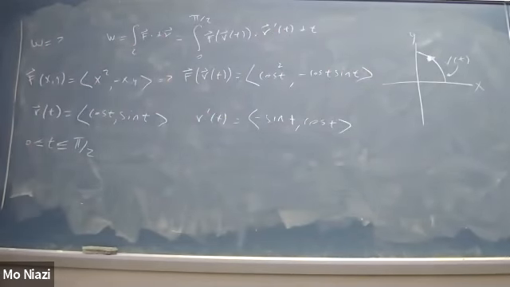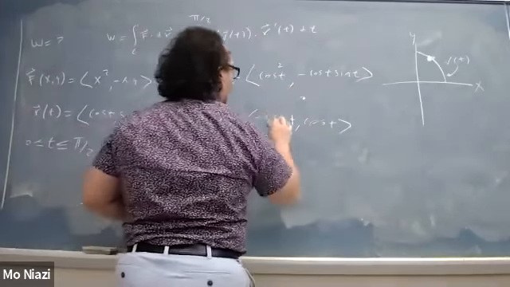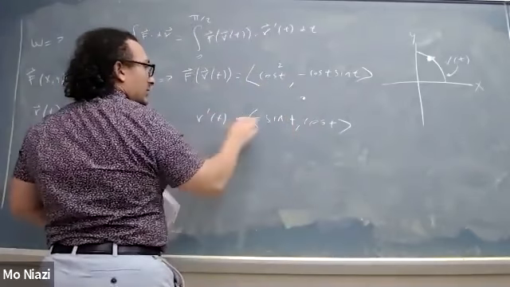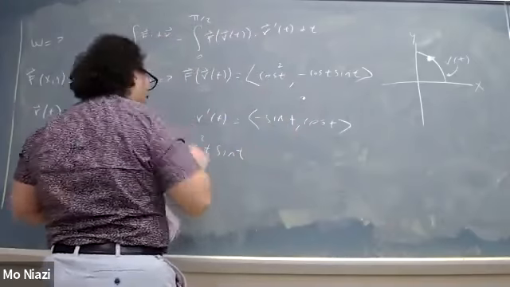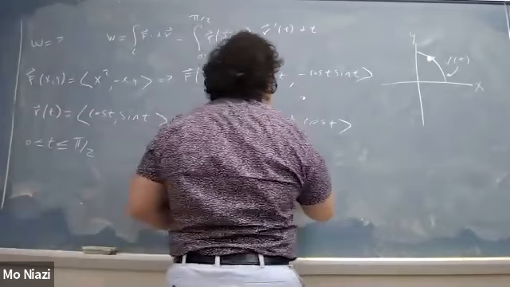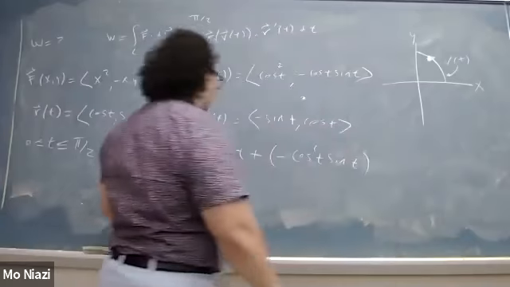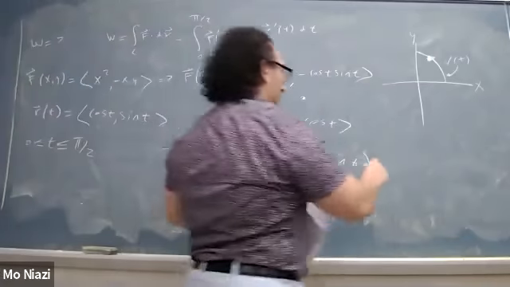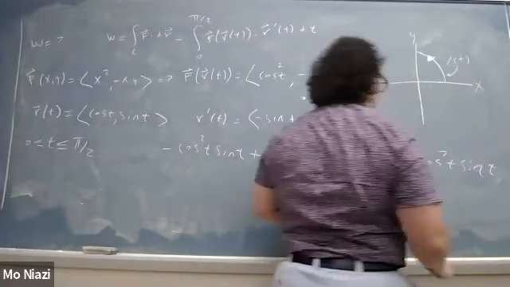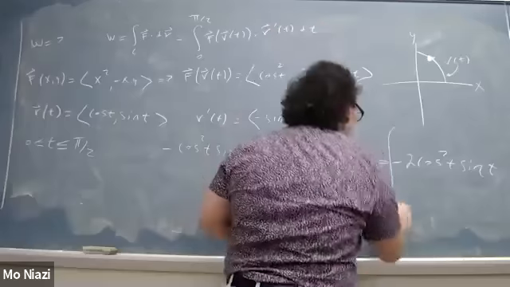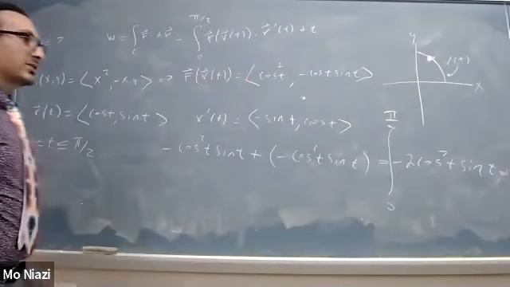So to evaluate the integral, first we have to take the dot product between these two vectors. When we take the dot product, we multiply the components and then add. So this becomes negative cosine squared t sine t, plus negative cosine squared t sine of t. Notice that these are the same thing, just with a negative out in front. So this becomes negative 2 cosine squared t sine of t. And this is what we're supposed to integrate, because that's what's in the integrand.